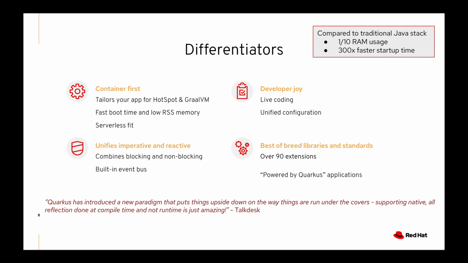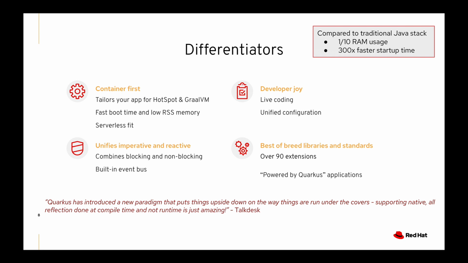That allows us to do things like native compilation, where you can grab a Java application and compile it into a native executable. That gives us extremely fast boot up time and very low memory utilization, which really nicely fits the container world and also the serverless world for that matter. It has approaches to unify imperative and reactive programming models. For developers, it's great because it has a feature where we can do live coding. So what we can do is start up a Quarkus application in developer mode.